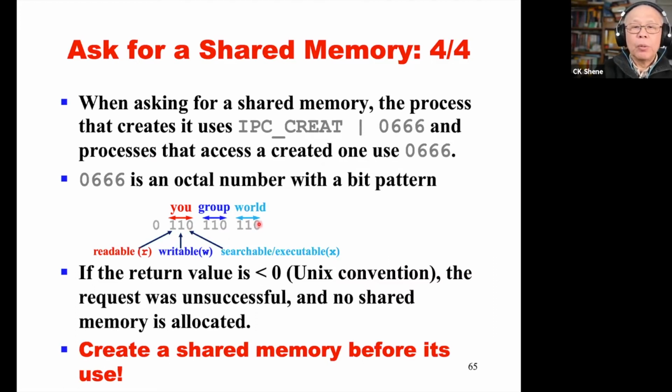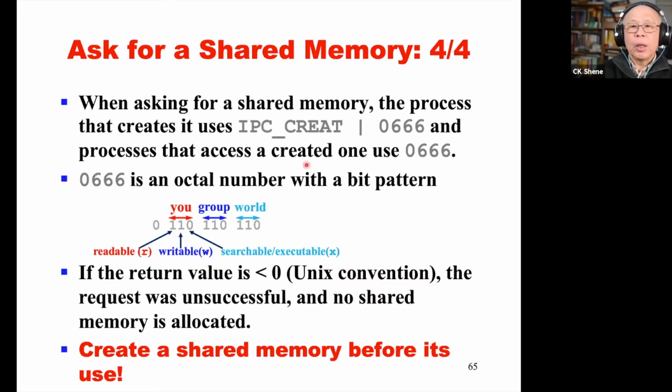So if you would also allow everyone in the world to read but have no right to write, it's going to be 6, 4, 4. This is usually how you set up a folder so that people can read but cannot write and cannot search. So this is a thing you have to remember.